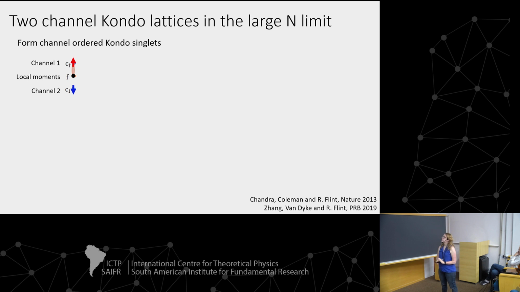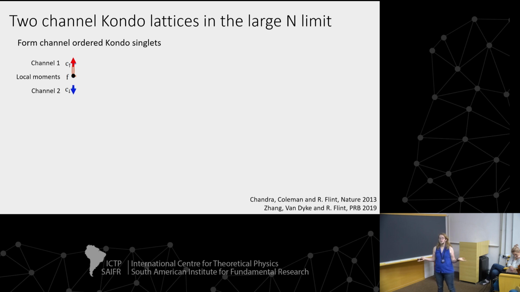So let's go to what this looks like. In the large N limit, I'm basically saying you can form a Kondo singlet, but you have to choose which channel you're forming that Kondo singlet in. This is my cartoon where I have my local moments. This one is forming a channel singlet with the conduction electron pseudo spins that have a real spin up. So the spin up here is labeling the channel. And so this is a broken symmetry. Now it's just a single site, but it's broken the symmetry to point in the channel up.